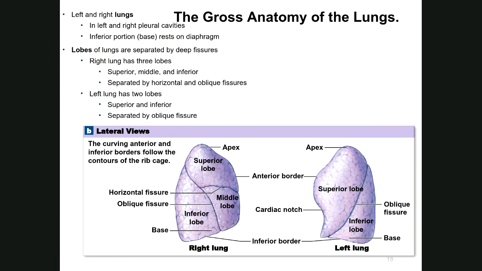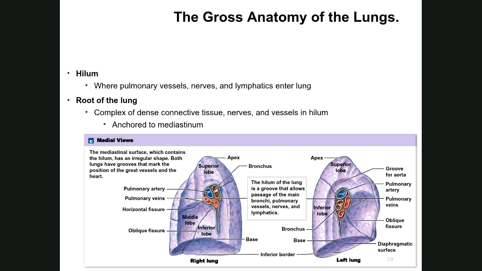We don't have a horizontal fissure because we don't have a middle lobe, okay? And we also have those entrances, like a groove, that have a lot of vessels, nerves, and lymphatics that allow the passage of the main bronchi, pulmonary vessels, nerves, and lymphatics. We call that the hilum of the lung. So you have the bronchus, the pulmonary artery, and the pulmonary veins, okay? On both sides, you have it in the right as well as in the left.